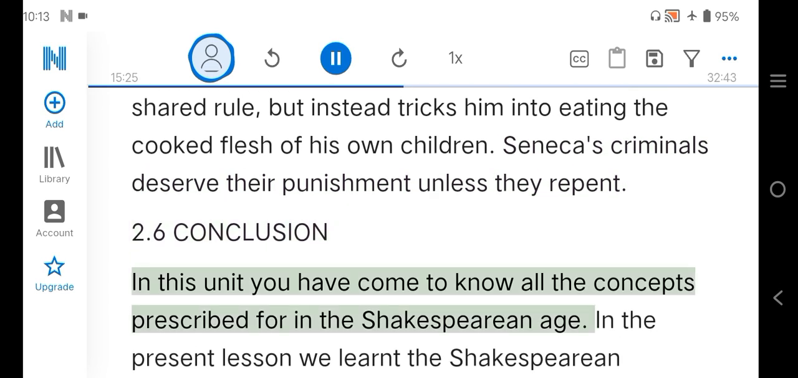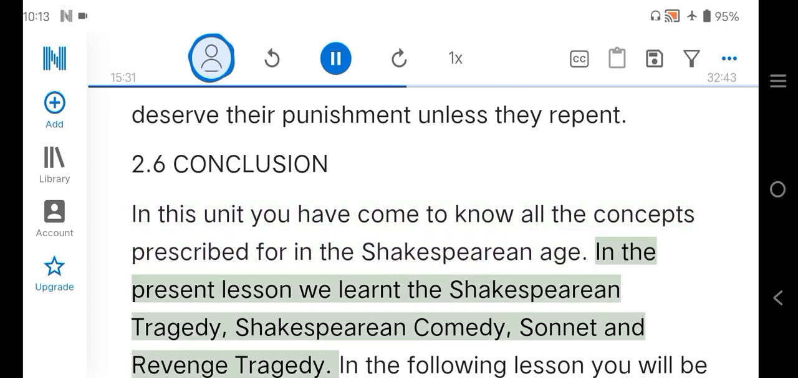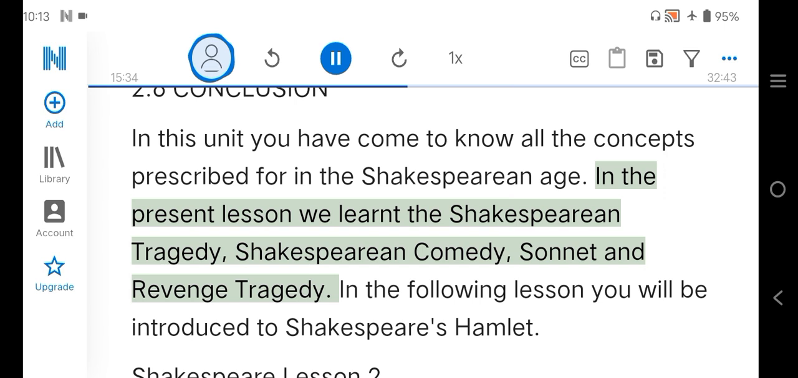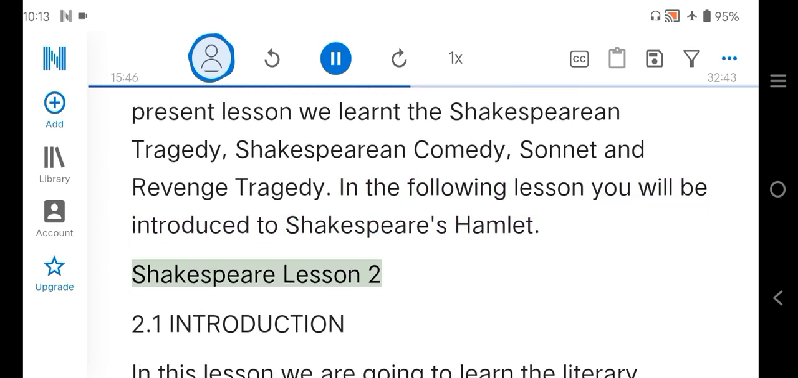2.6 Conclusion. In this unit you have come to know all the concepts prescribed for the Shakespearean age. In the present lesson we learned the Shakespearean tragedy, Shakespearean comedy, sonnet and revenge tragedy. In the following lesson you will be introduced to Shakespeare's Hamlet.